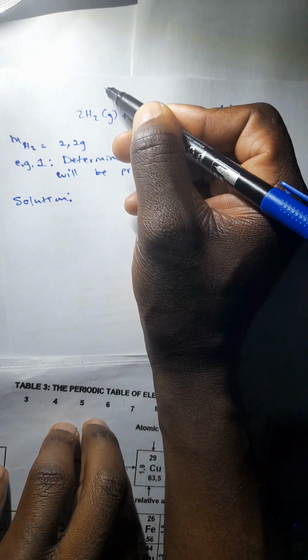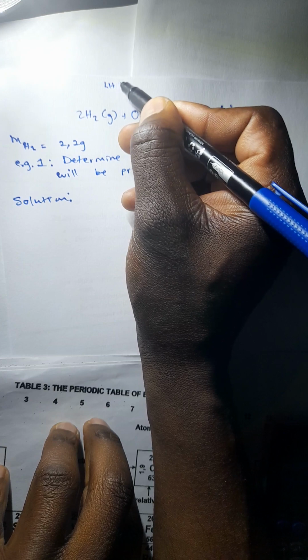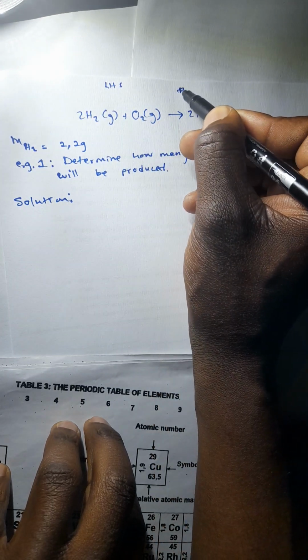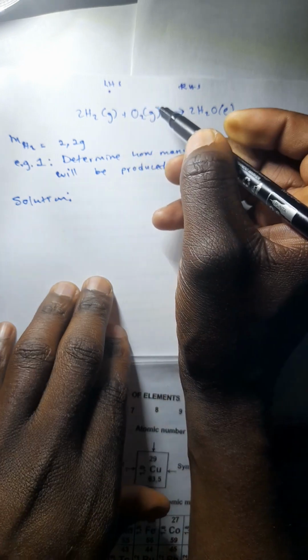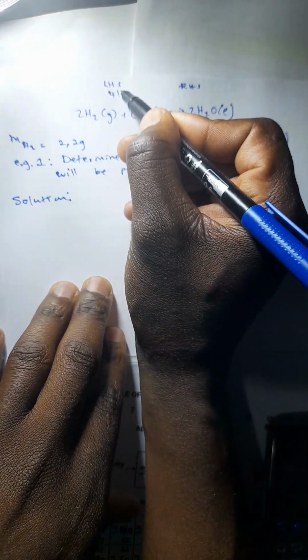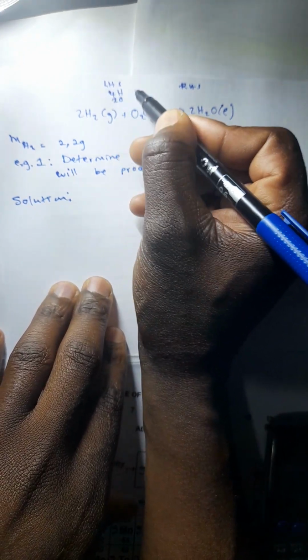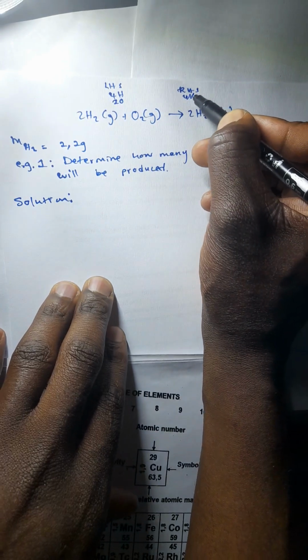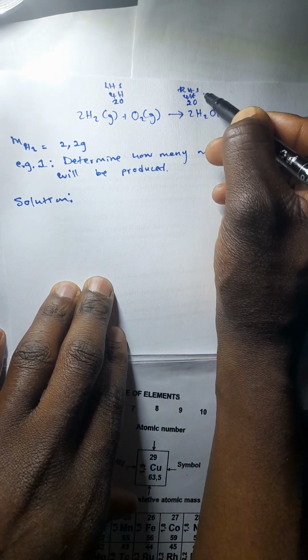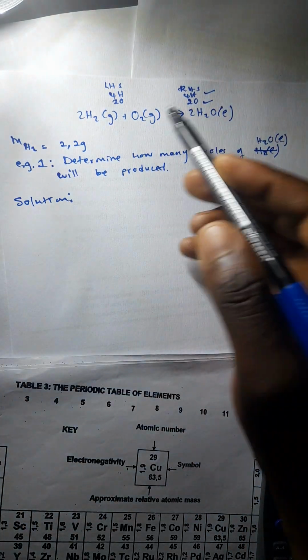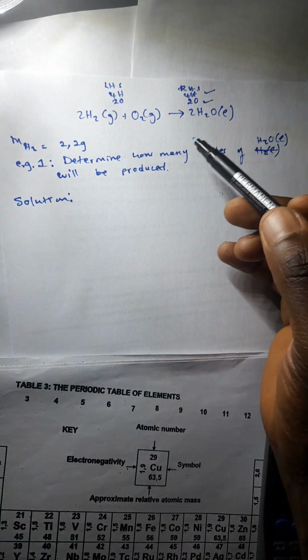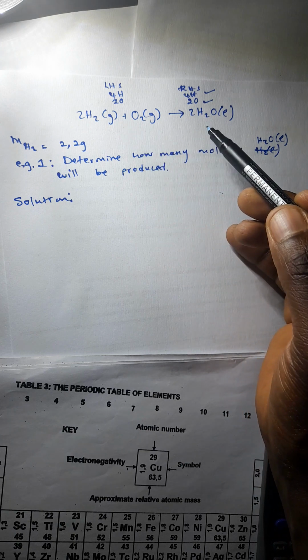So left-hand side and right-hand side. What do we have on the left? 4 hydrogen and 2 oxygen. And on the right, 4 hydrogen and 2 oxygen. Hydrogens are balanced, oxygens are balanced. So this is actually a balanced chemical equation.